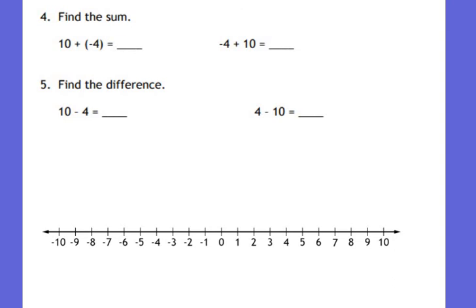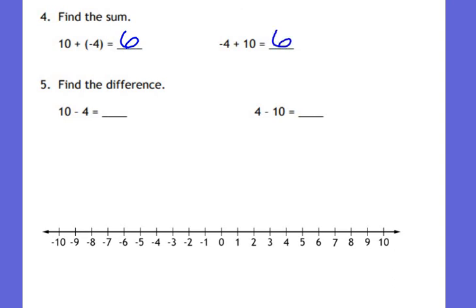Does anybody know what that is without using the number line? 6. Okay, a positive or a negative 6? Positive. Some of us need to use the number line, and that's okay. That's why I put little number line strips in your basket. If you need to see a number line to solve the problem, you could always use those. So 10 plus a negative 4 is 6. Well, what about negative 4 plus 10? What is that? Positive 6.